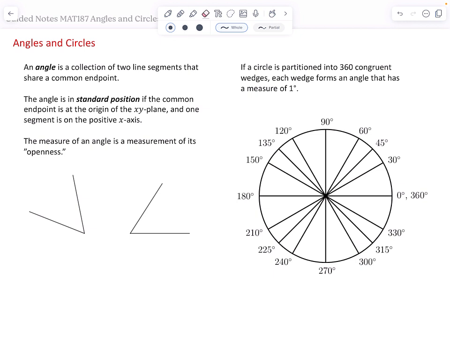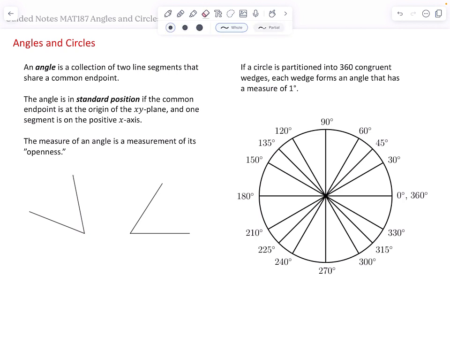Hello, Precalculus students. We begin this lesson by discussing angles. An angle is a collection of two line segments that share a common endpoint. So right here is an example of an angle. We have two line segments sharing a common endpoint. And it does not matter whether these line segments are the same length or not. In fact, they could even be rays, meaning perhaps they extend forever in one direction.